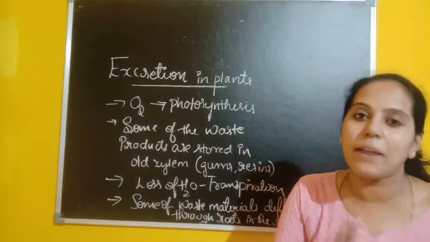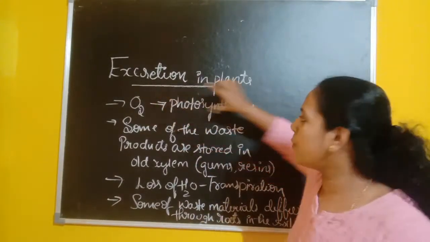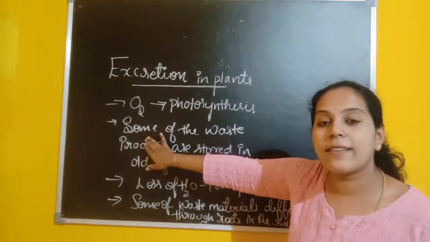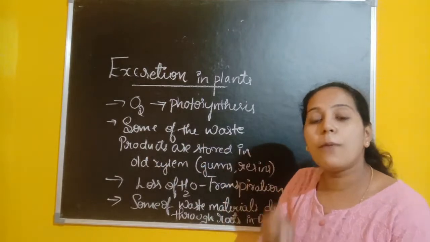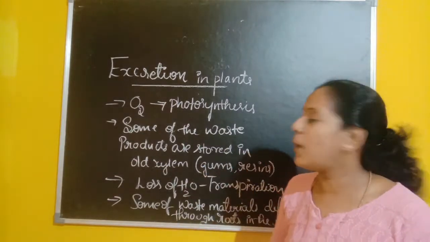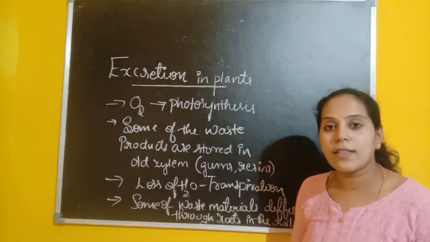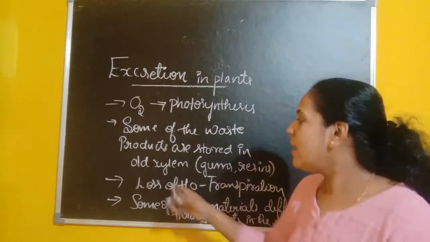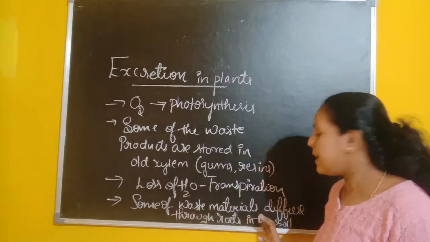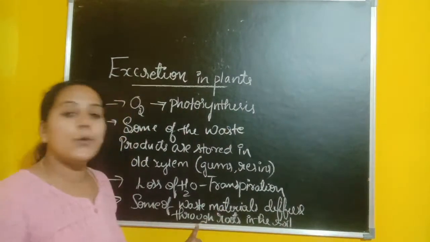The main thing to remember: oxygen is a waste product which is thrown out during the photosynthesis process. Secondly, some of the waste products stored in the form of resins and gums in the old xylem are also excreted out. Later, loss of water takes place during transpiration, and some of the waste materials present in the plant body diffuse through the roots into the soil.